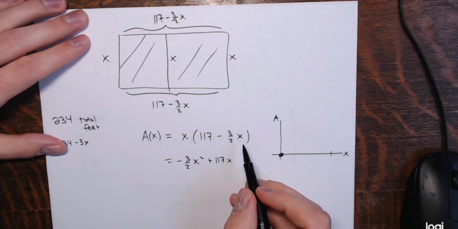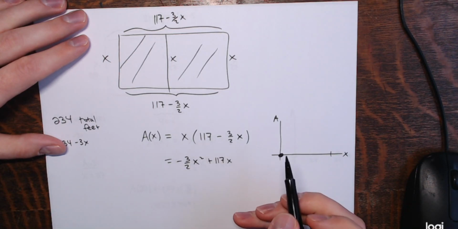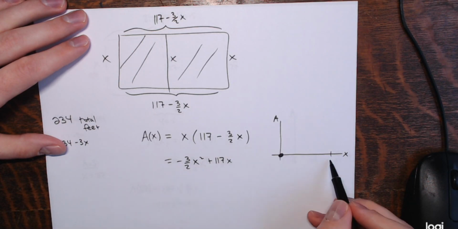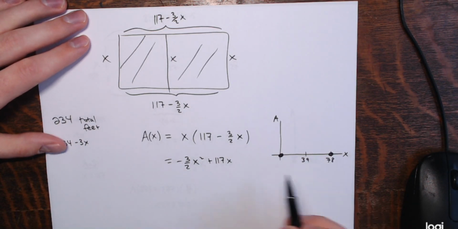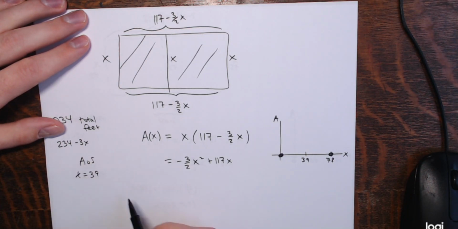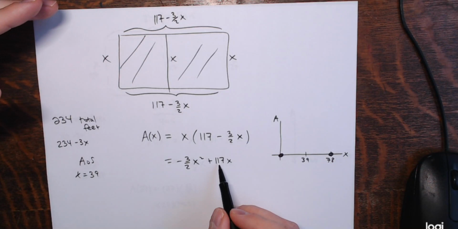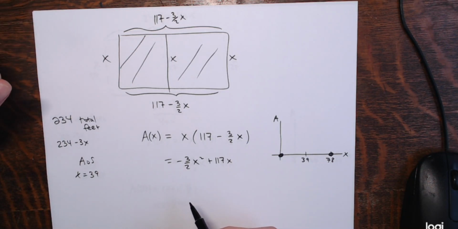And so that's 3 times 39. 3 times 39 is 117. 1 times 2 would be 78. And you got 39 in the middle. The axis of symmetry would be at x equals 39. And you can do the negative b over 2a. Negative 117 divided by 2a, which would be negative 3. 117 divided by 3 would be 39.